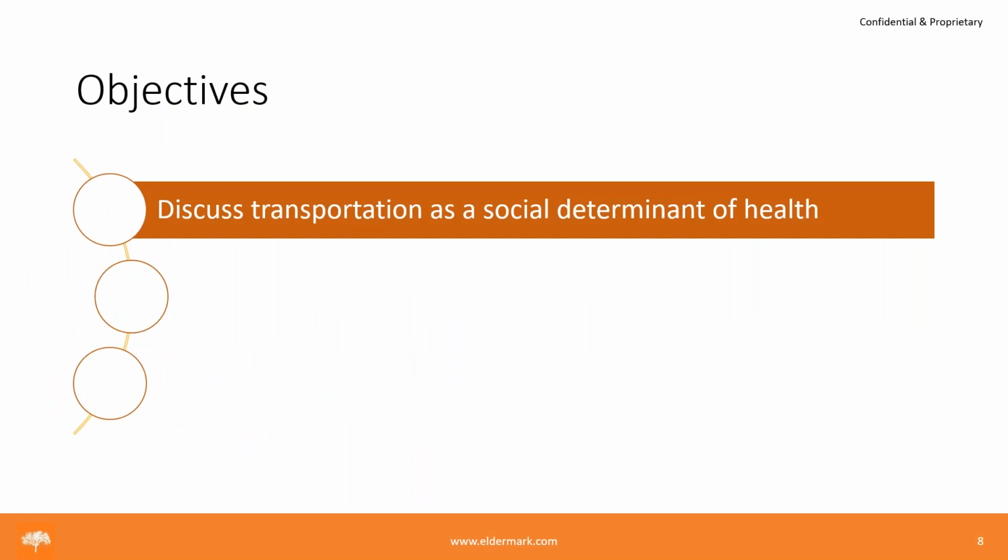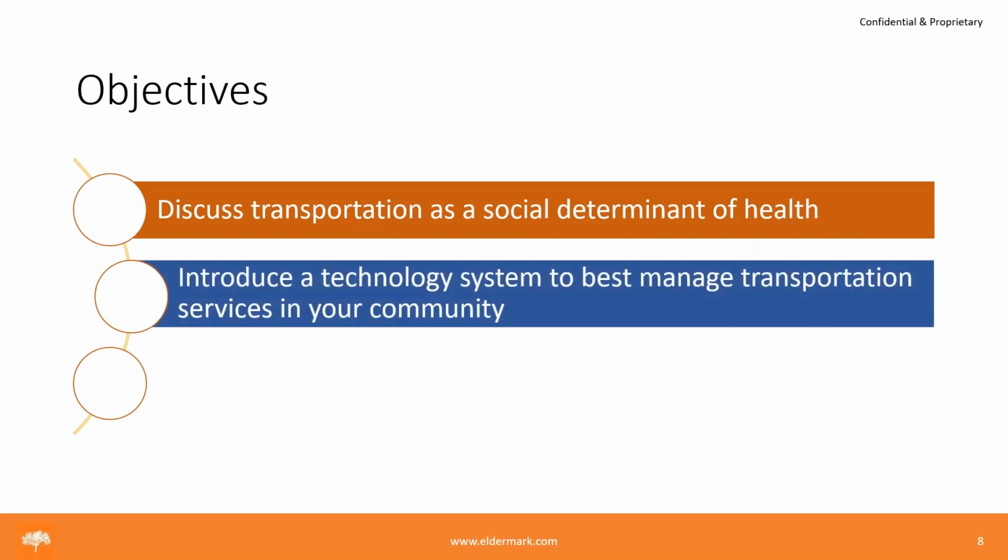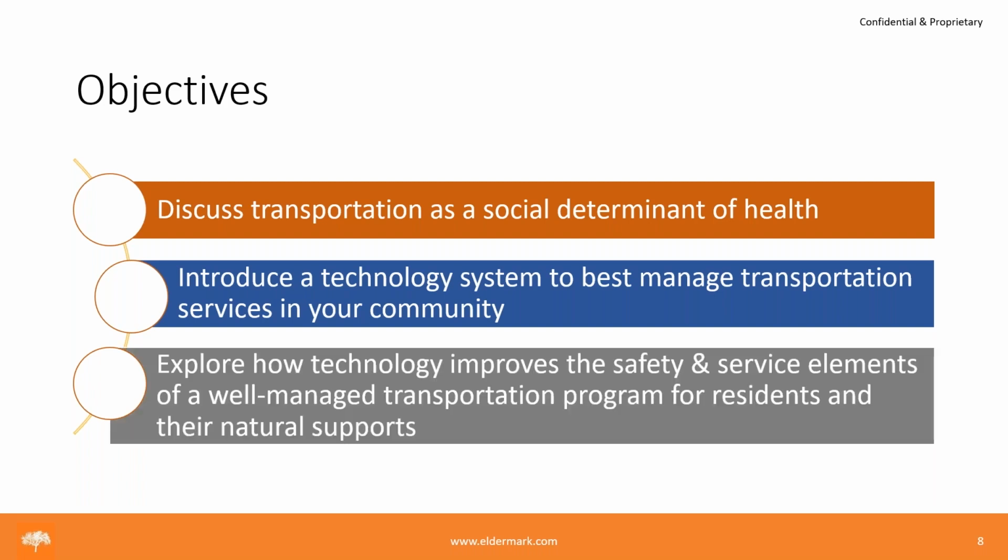So our objectives today, we're going to discuss transportation as a social determinant of health, introduce a technology system as a solution to help best manage transportation services for your community or for your organization. And then finally explore how this technology improves the safety and service elements of your well-managed transportation program for your residents and their natural supports.